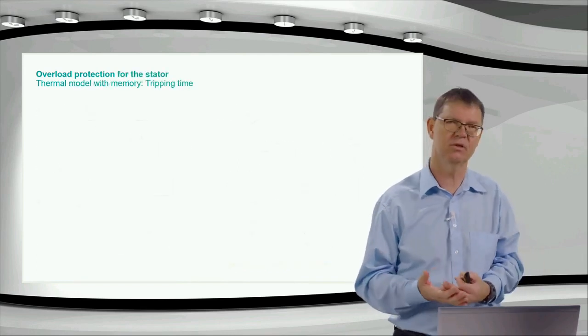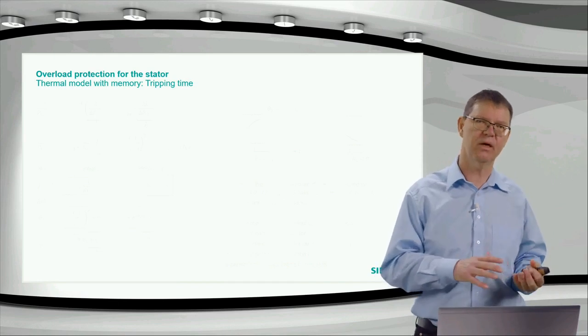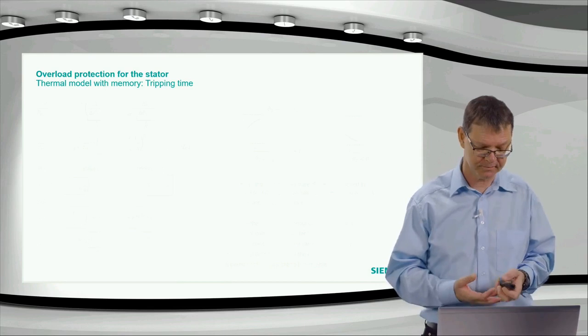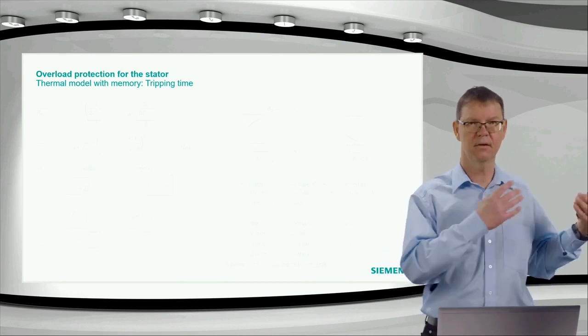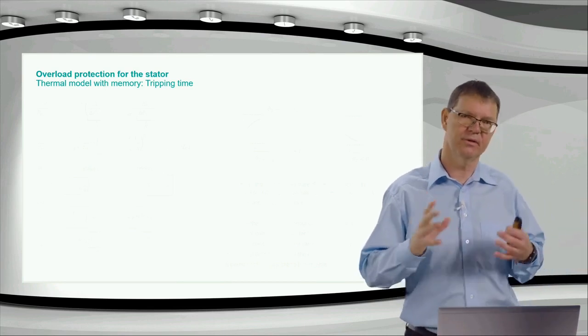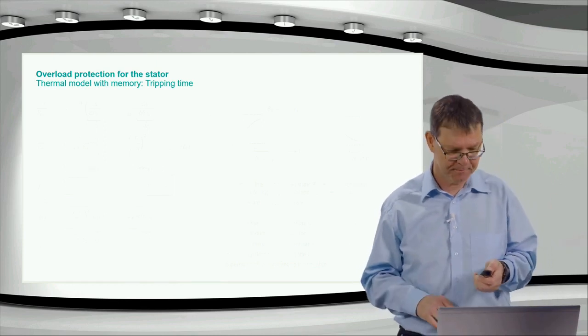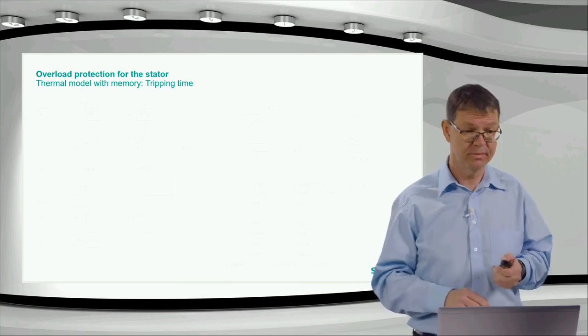And this is the difference to a simpler function where I have a threshold and then I start to calculate the temperature from zero, which was the practice a long time ago with the analog relays or the simpler relays. Here we do it in a better way. So how do we come to the tripping time?